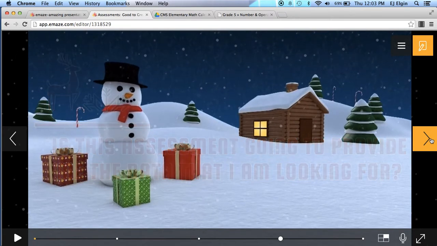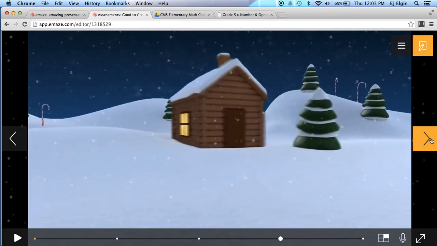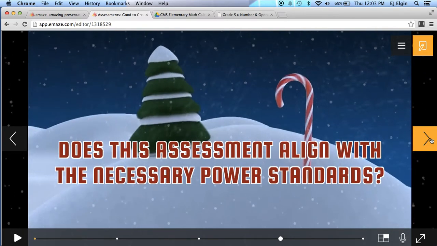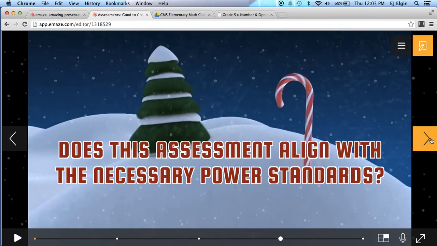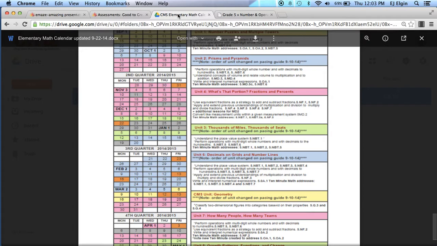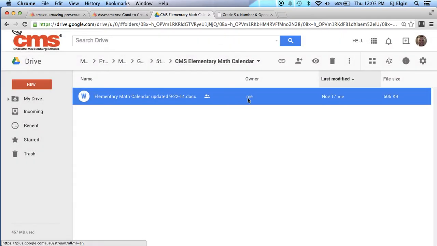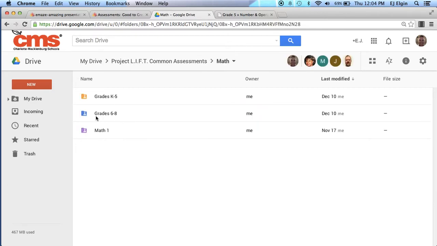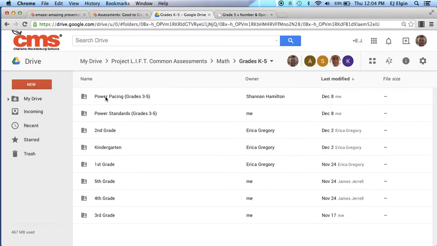Excellent. So now that we've covered the first question, the second question is one that Sonia and I can't emphasize enough the importance of. Does this assessment align with the necessary power standards? Some of you may wonder what we mean by the power standards. So same thing, I'm going to take us back into the folders. We have put together power standards.